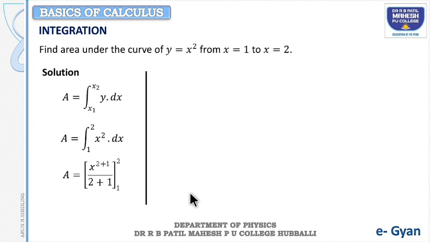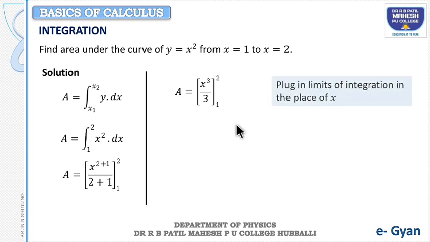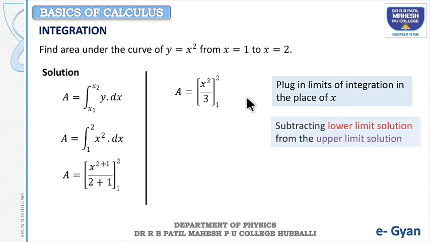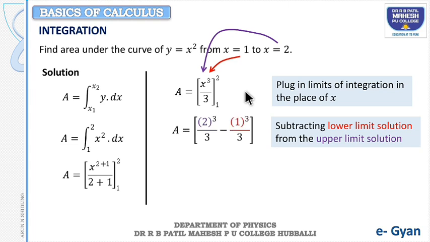Moving ahead, let us simplify it. Once it is simplified, I get the value x to the power 3 divided by 3 bounded between the limits 2 and 1. Further, I need to plug in the limits in the place of x. That is, I need to put the values 1 and 2 in the place of x, and then subtract the lower limit from the upper limit, that is, take upper limit minus lower limit.